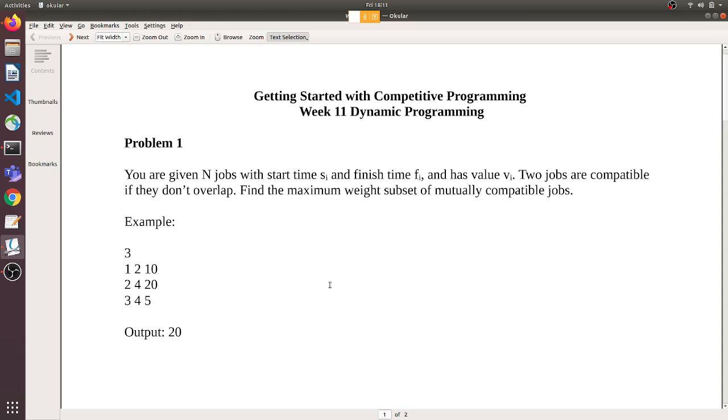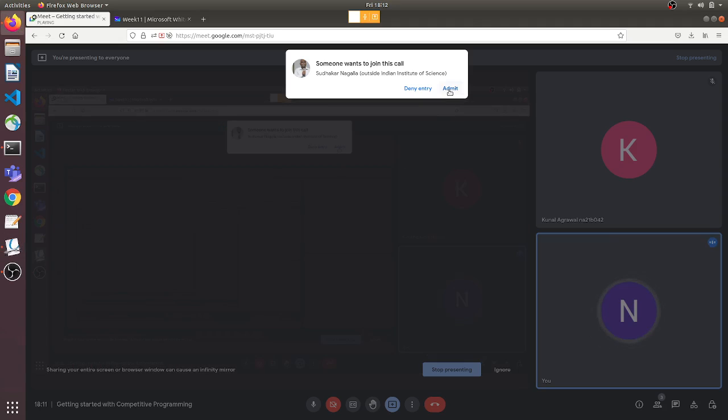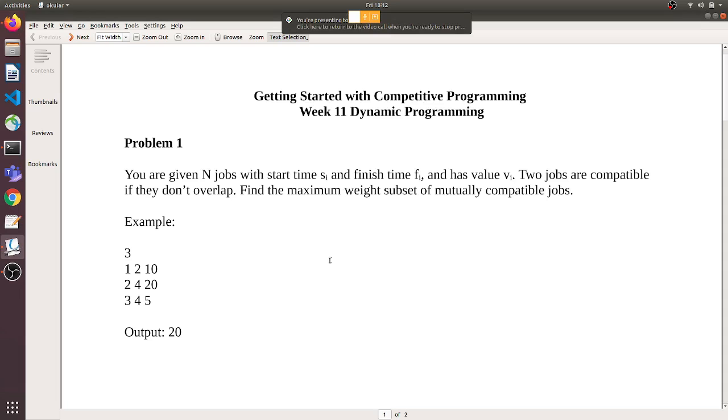So the first problem is that you are given n jobs with start time s and finish time f, so s_i and f_i for the ith job, and each job has a value v. Two jobs are compatible if they don't overlap, and the goal is to find the maximum weight subset of mutually compatible jobs.